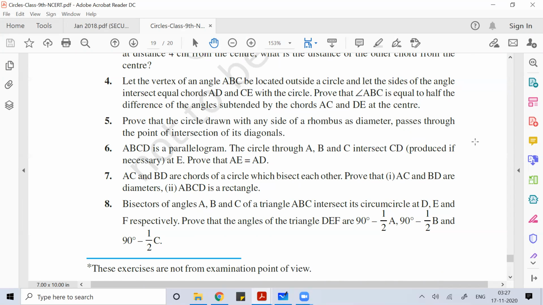Okay, question number 6. ABCD is a parallelogram. Then the circle through A, B, and C intersects CD produced if necessary at E. Prove that AE is equal to AD. This is question number 6.